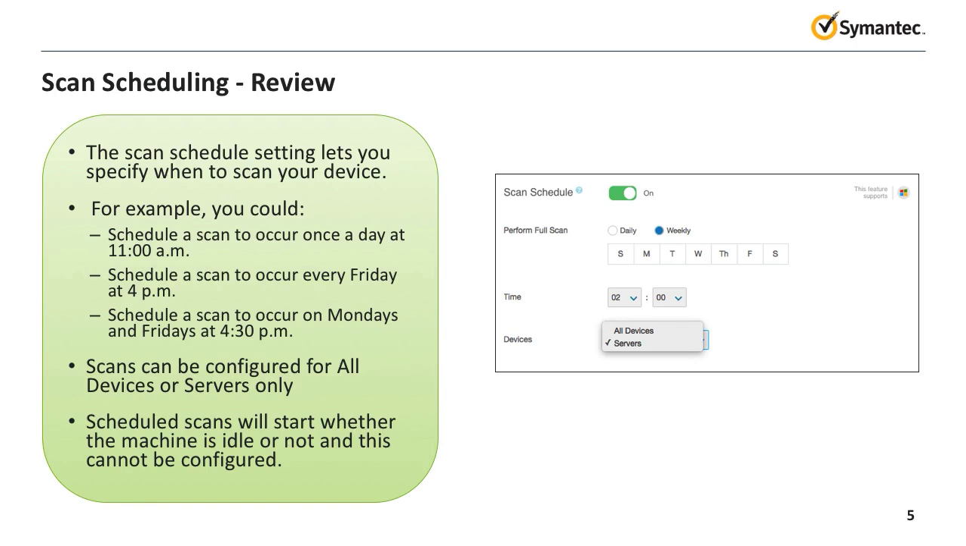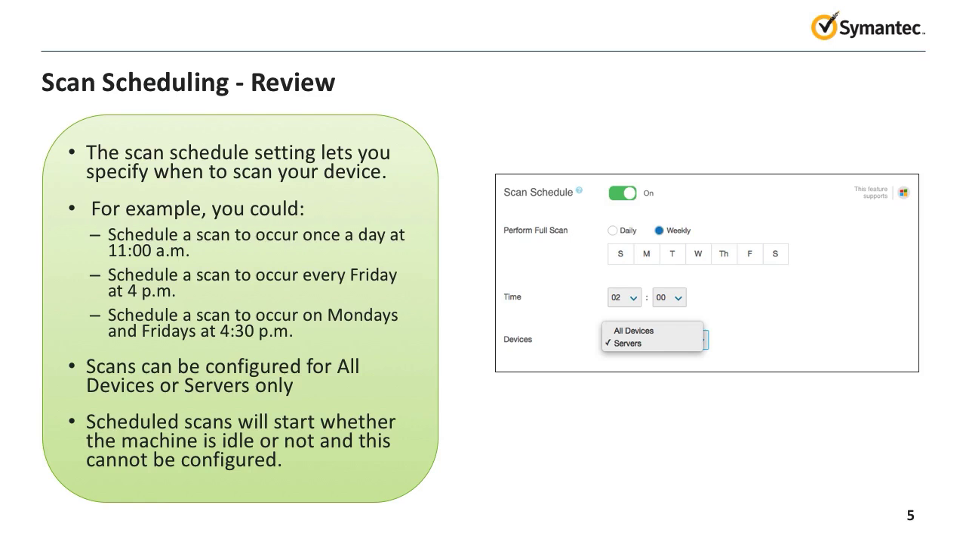What is scan scheduling? The scan schedule setting lets you specify when to scan your device. For example, you could schedule a scan to occur once a day at 11 a.m., schedule a scan to occur every Friday at 4 p.m., or schedule a scan to occur on Mondays and Fridays at 4:30 p.m.